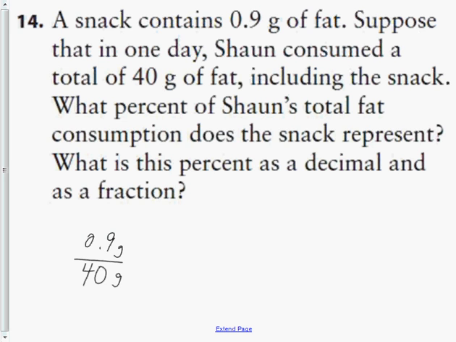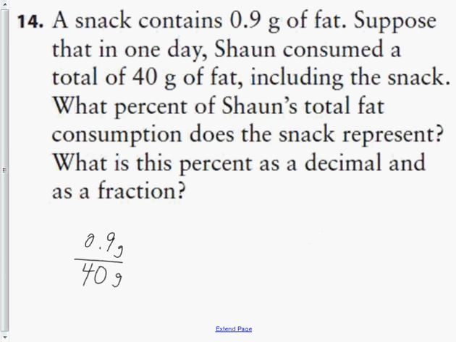Now, if I wanted to draw that, let's pretend this was Sean's day. Sean's day was 40 grams in total. Okay, this is 40 grams of fat. Well, this 0.9 grams represents that snack out of the 40 grams in total, right? So it's 0.9 grams out of a 40-gram day.